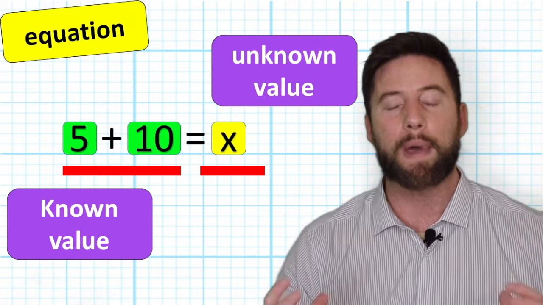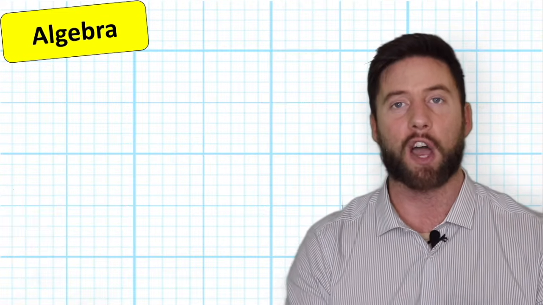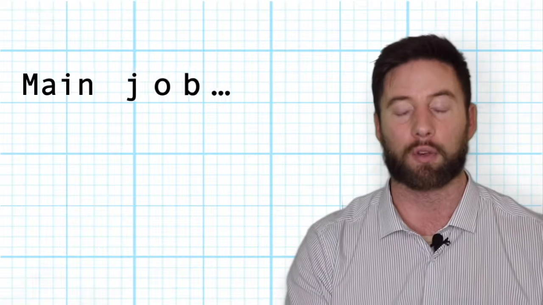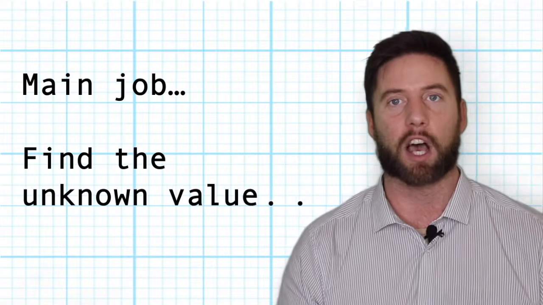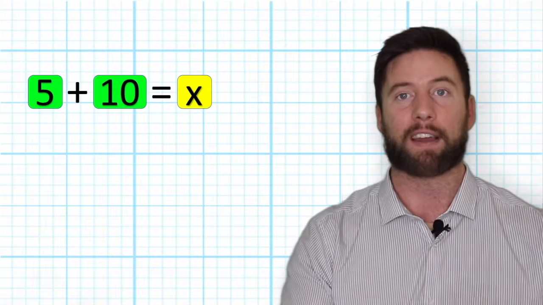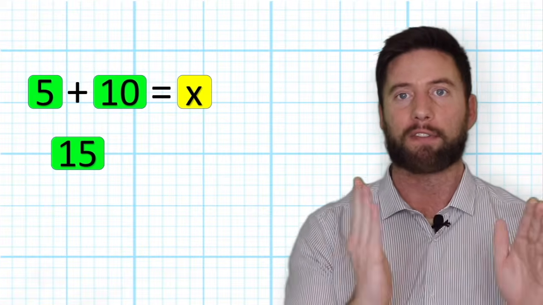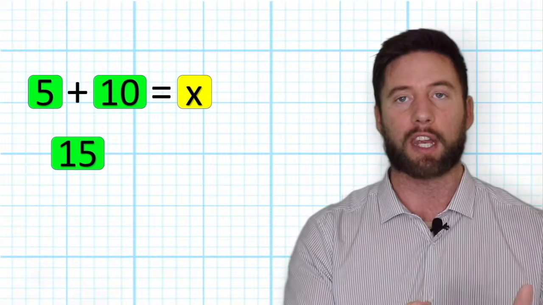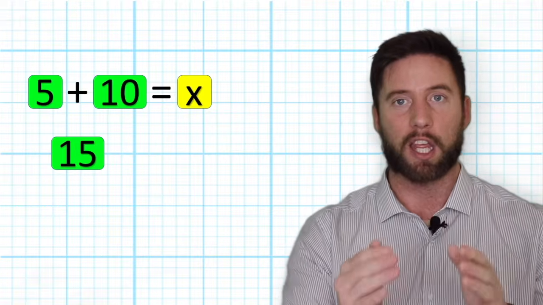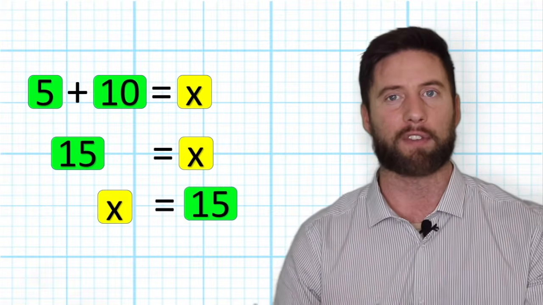One of the main aims in algebra is to solve equations, finding out the unknown value, in this case, x. In this example, it's pretty easy to see that we have got 15. 5 add 10 is 15. And all we need to do is add 5 to 10, gives us 15. Therefore, 15 equals x, which is the same as saying x equals 15.